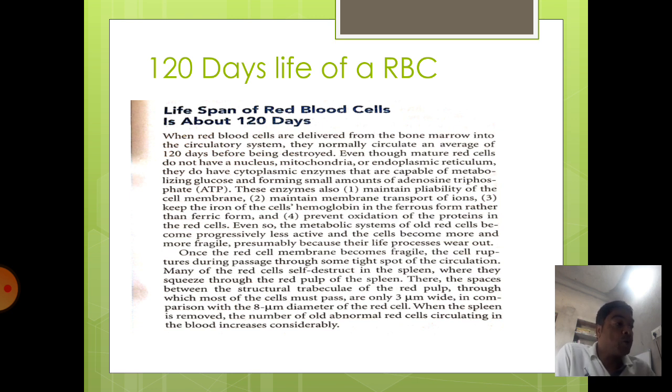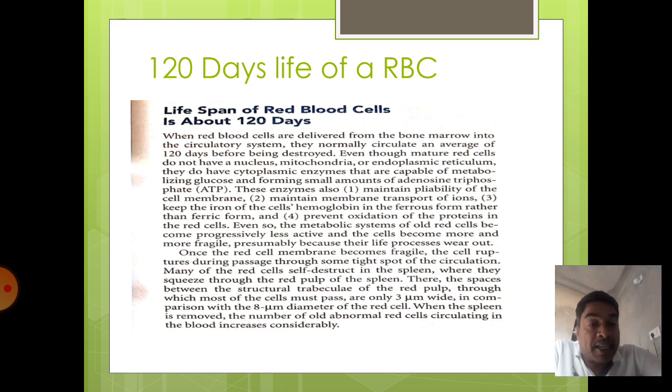The small amount of adenosine triphosphate produced in the red blood cells maintains the permeability of the cell membrane. It maintains the membrane transport of the iron. It keeps the iron in the ferrous form rather than ferric form and prevents the oxidation of the proteins in the red blood cells. Even so, the metabolic system of the old red blood cells becomes progressively less active and the cells become more and more fragile, presumably because their life processes wear out.